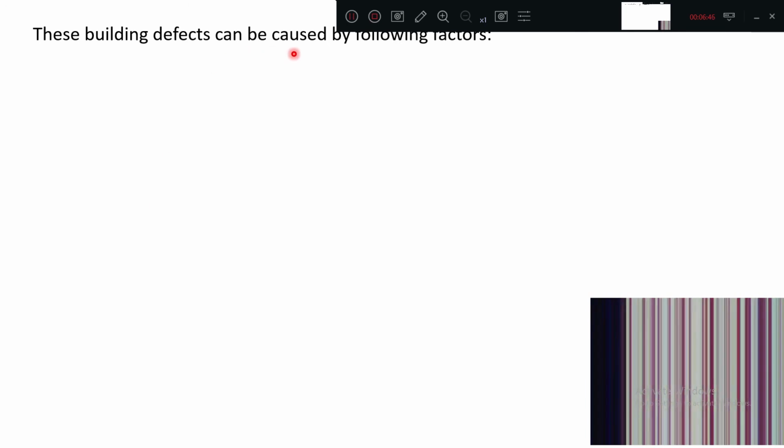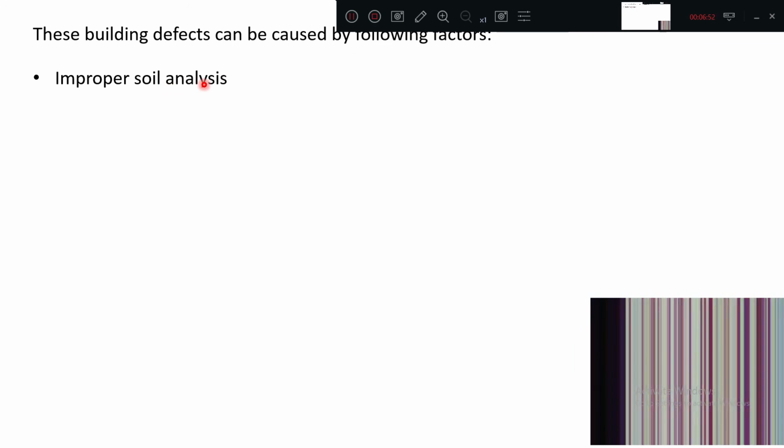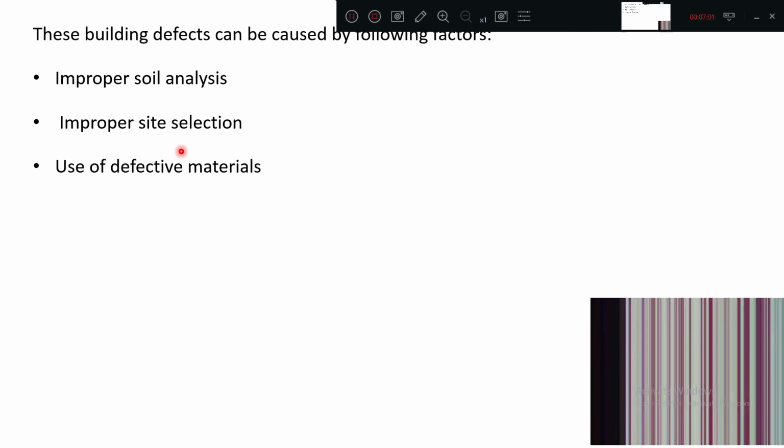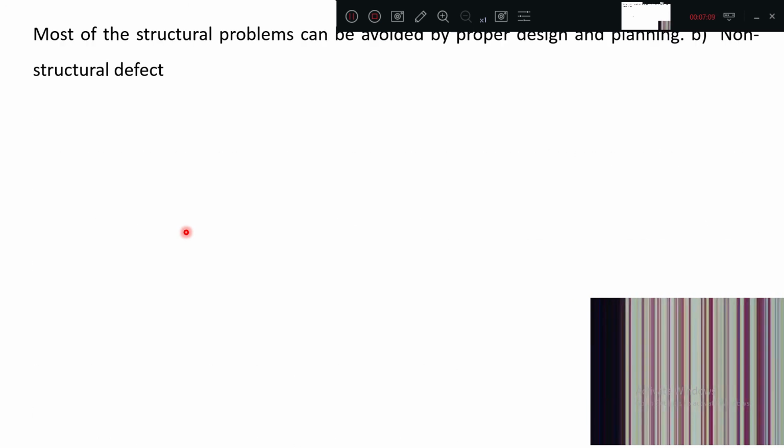These structural defects are due to what? Maybe improper soil analysis, where you have not done proper soil testing. Another reason is improper site selection, maybe the site has a groundwater level very near to the basement. Use of defective material, maybe you have not adhered to the IS codes for materials. Substandard work, maybe you have not done the supervision correctly. These are some of the causes for the defects.